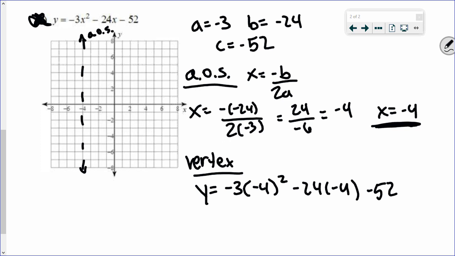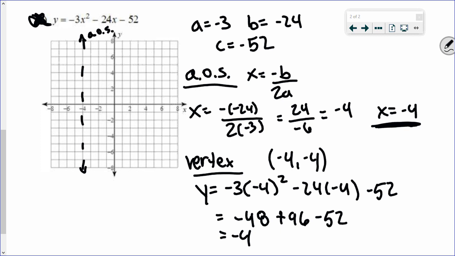And here, guys, these numbers are going to get pretty big. Mental math is going to get pretty difficult. Negative 4 squared I know is 16, so negative 3 times 16 would give us a negative 48 for the first term. Negative 24 times negative 4, again, I'm using a calculator here, plus 96, and then a minus 52. So negative 48 plus 96 minus 52, going to get to negative 4. So your vertex is negative 4, negative 4.